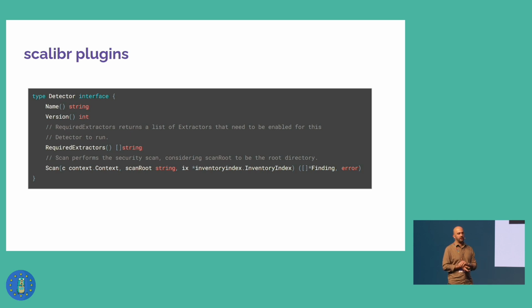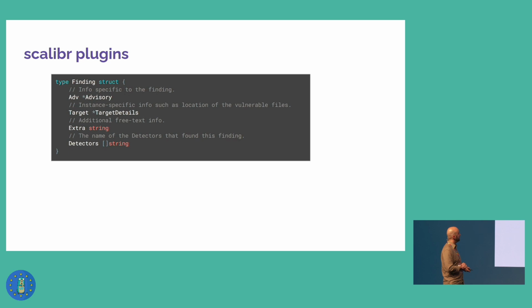Now we need to define detector. The thing that's actually going to check is that Go release the most recent or not. In Scalibur, detector is very simple. Also, it has a name, a version, has required extractors. Basically, Scalibur uses this to pipe appropriate outputs from the extraction phase to the detection phase. It's very simple. And then the scan method. The most important thing about the scan method is it takes a list of inventories called here inventory index and produces some findings.